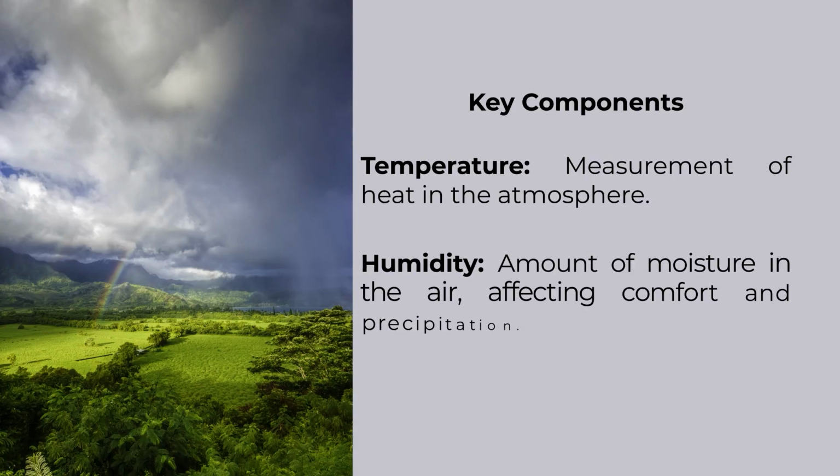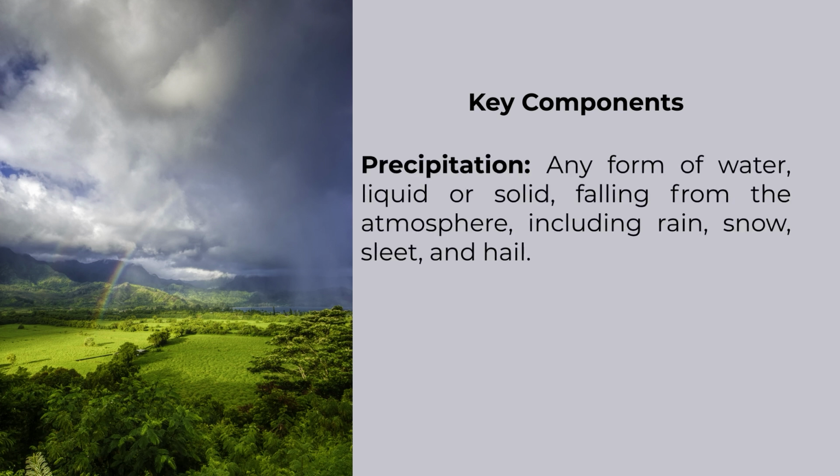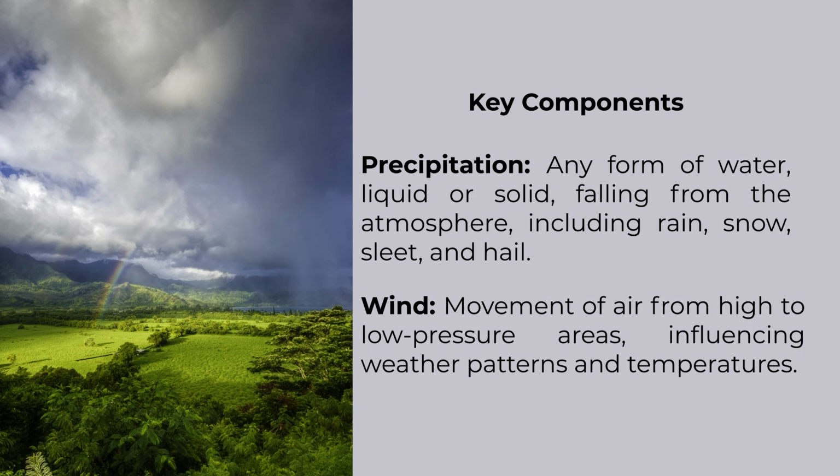Next is humidity, the amount of moisture in the air affecting the comfort and precipitation. Next is precipitation, any form of water, liquid, solid falling from the atmosphere including rain, snow, sleet and hail. Next is wind, movement of air from high to low pressure areas influencing the weather patterns and temperature.